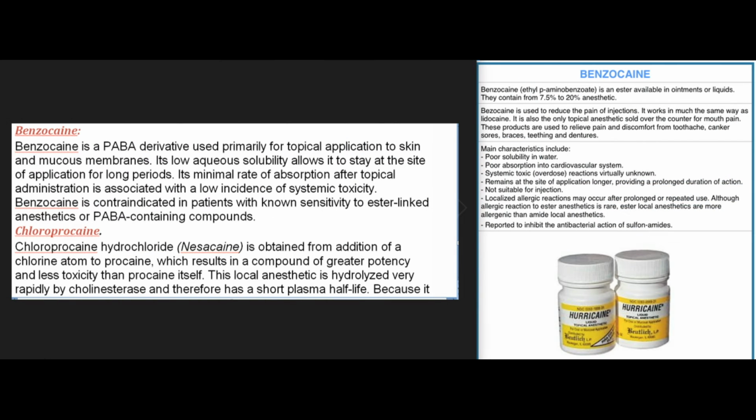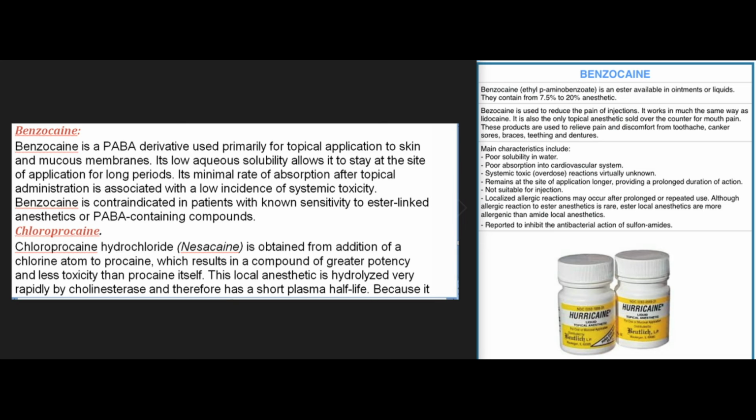Benzocaine is a PABA derivative used primarily for topical application to skin and mucous membranes. Its low aqueous solubility allows it to stay at the site of application for long periods. Its minimal rate of absorption after topical administration is associated with a low incidence of systemic toxicity. Benzocaine is contraindicated in patients with known sensitivity to ester-linked anesthetics or PABA-containing compounds.